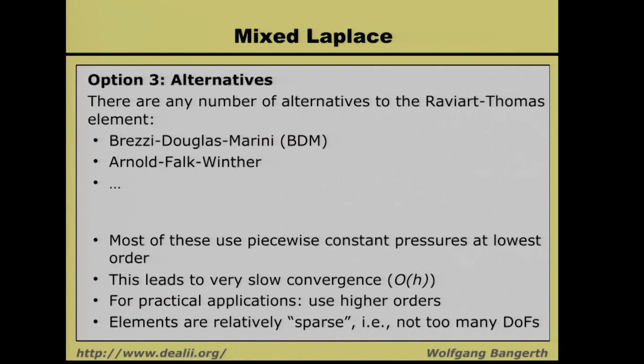In contrast to Stokes, these elements are relatively sparse. The velocities do not have a lot of degrees of freedom, and as a consequence, the matrix does not become full until maybe you have something like, let's say, k equals 3, for example. So for the mixed Laplace, if you make the velocity space smaller than Qk plus 1, then you can typically go to higher order.